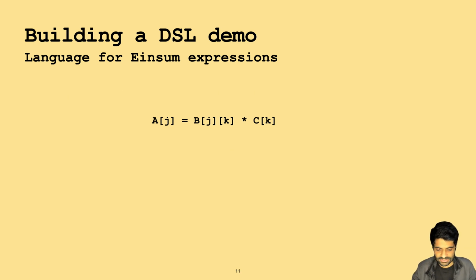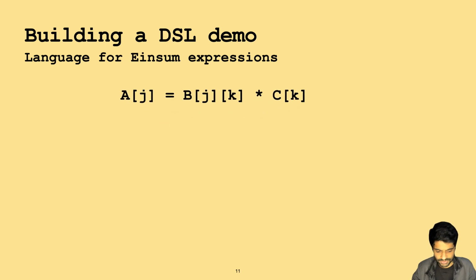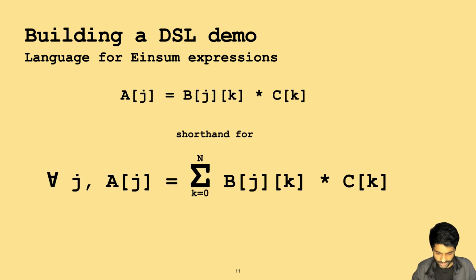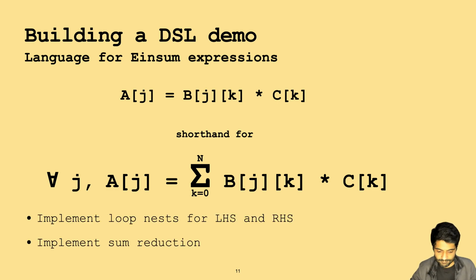To remind everyone, an Einsum expression like this is the short for a larger expression: for all j, A of j equals summation over all k, B of j of k times C of k. Immediately, we can notice that if we were to implement a library for such a domain, we would have to implement a set of loops on both LHS and RHS. We would also have to take care of implementing the sum reduction that is implicit in this expression.